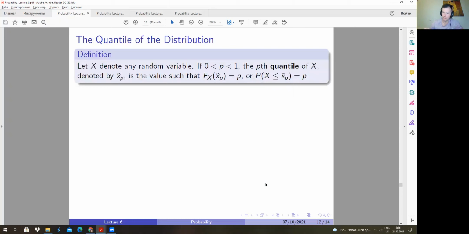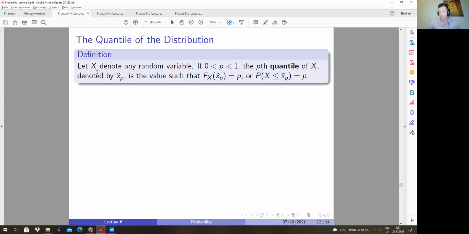Another new object that appears here is a quantile. Look, the quantile means the following. Let x denote any random variable. It might be a discrete or a continuous random variable, it doesn't matter. And then we have some number p, and this p belongs to the interval between 0 and 1, not including the endpoints.